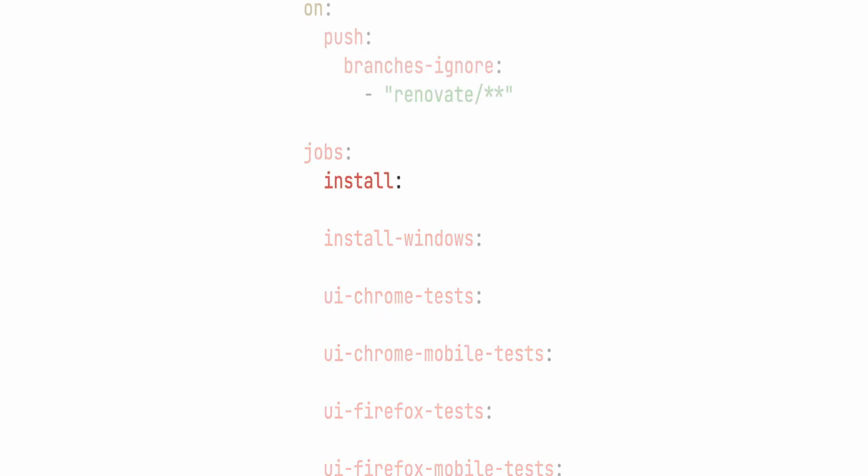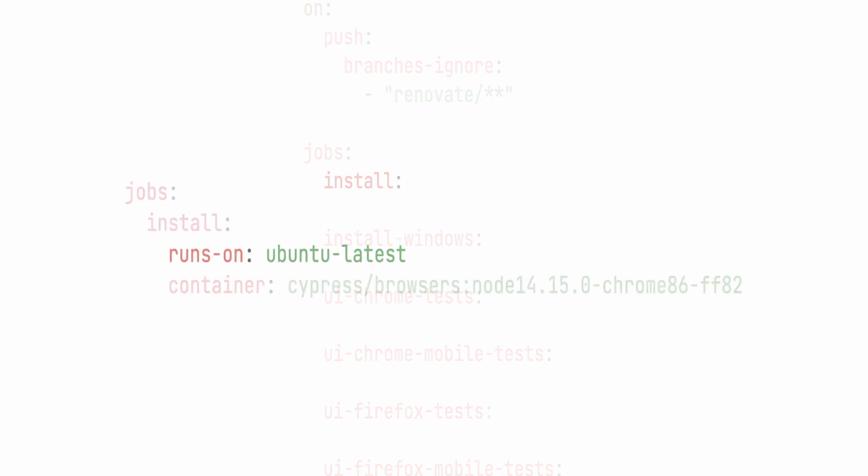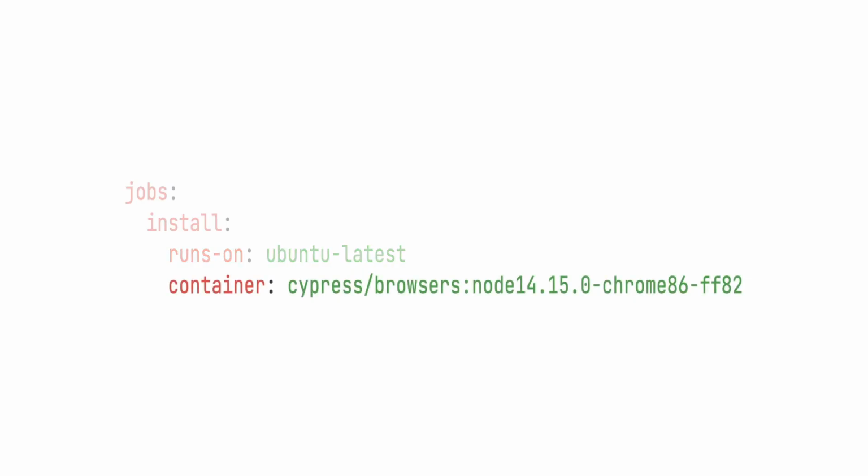Let's now go over each line within the first install job. We are telling GitHub to run our install job on the latest version of Ubuntu. We are specifying which Docker container we would like to use for this install job. This is a Docker image that is maintained by the Cypress team.